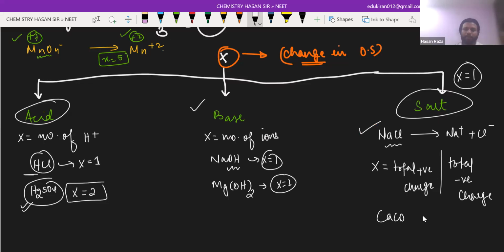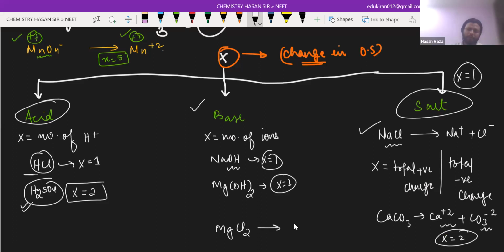If you have CaCO3, you are going to dissociate it, and you know that calcium is from second group, so it goes in +2 oxidation state and CO3 -2. So you can see that both the charges are equal, X is equal to 2. In the same way, if MgCl2 is there and you dissociate it, you will get Mg +2 and Cl minus. Either you take positive charge or negative charge, it will be similar. If you take positive charge, it will be 2. If you take negative charge, it will be 2. Why? One Cl has one minus charge, so 2 Cl have total charge of -2. But we need to take only the magnitude, not the sign.